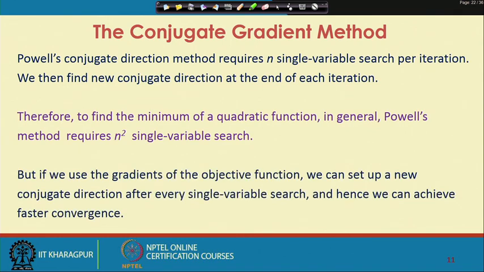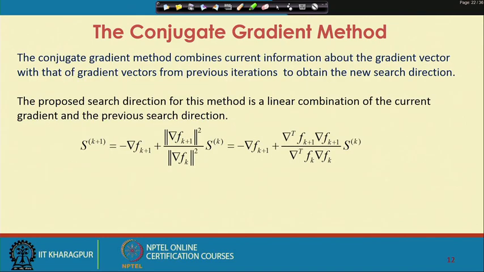But if we use gradients of the objective function, we can set up a new conjugate direction after every single variable search, and hence we can achieve faster convergence. The conjugate gradient method combines current information about the gradient vector with that of gradient vectors from previous iterations to obtain the new search direction.